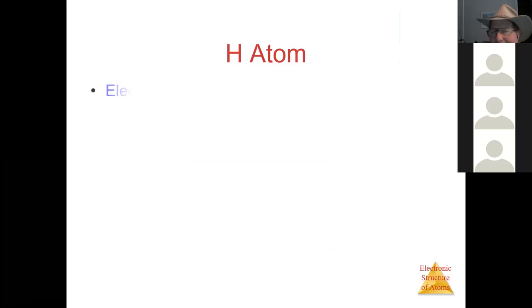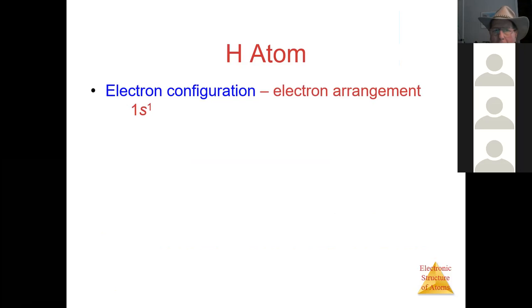So if I have an H atom, I have to start at my lowest energy level, and I have 1 electron in that lowest energy level. So I start with 1s superscript 1.